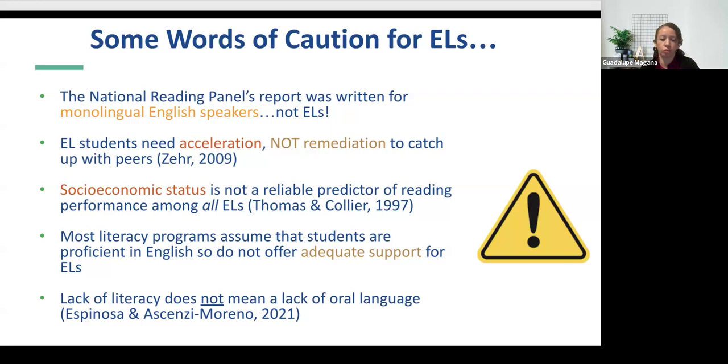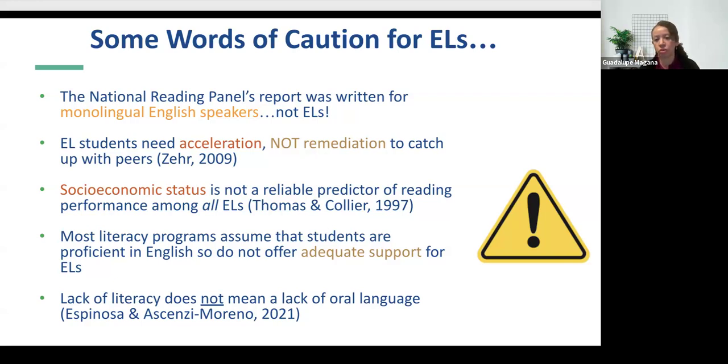And I feel like this is again for all students. We do have the prediction that students with a low socioeconomic status will be lower at the reading level. Most literacy programs assume that the students are proficient in English, so they do not offer adequate support. And yes, they don't have the appropriate scaffolds or resources to provide for those students. And low literacy does not mean a lack of oral language.